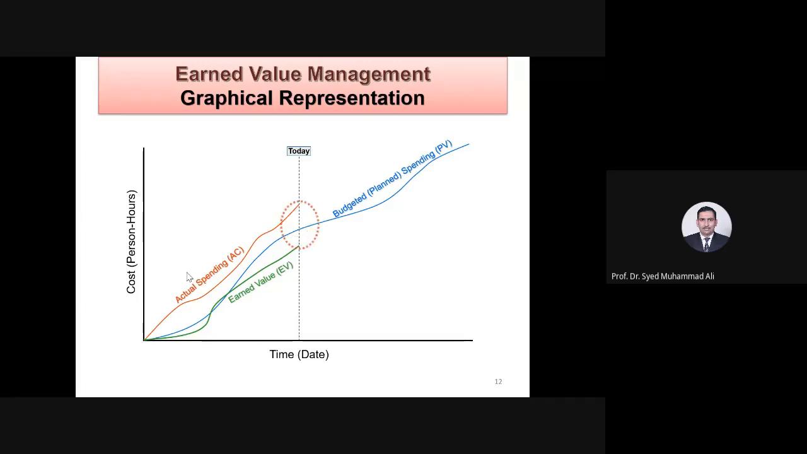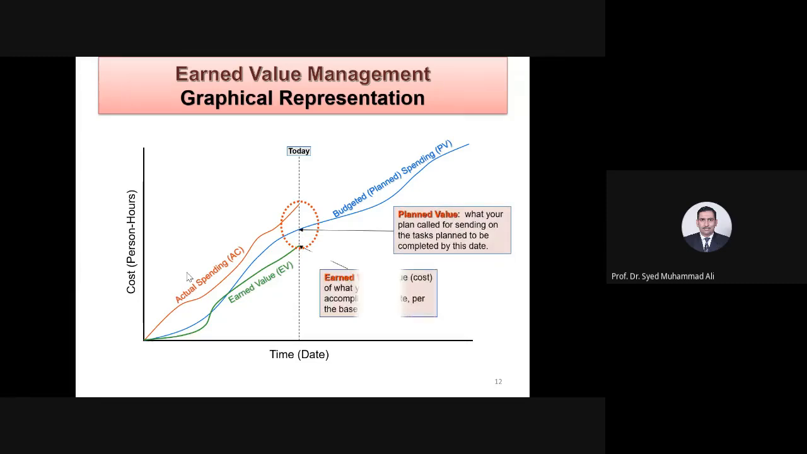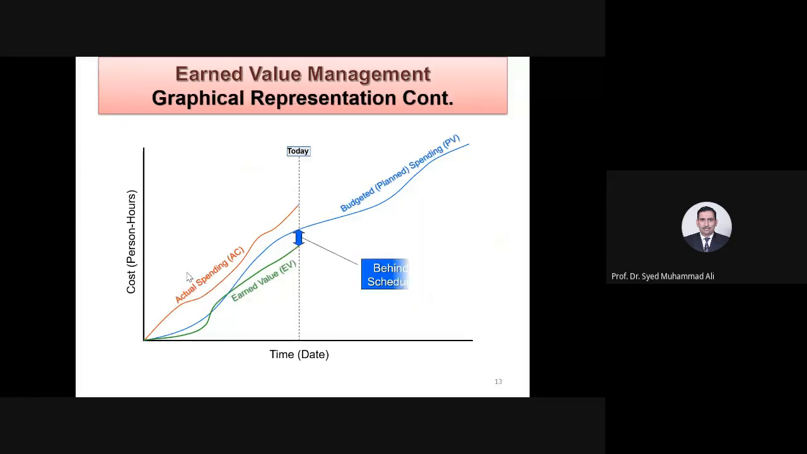So what is the conclusion? This is the planned value. This is the earned value. And this is the actual cost. So this one is behind schedule, and this one is over budget. Got it? Usama? Yes, sir.